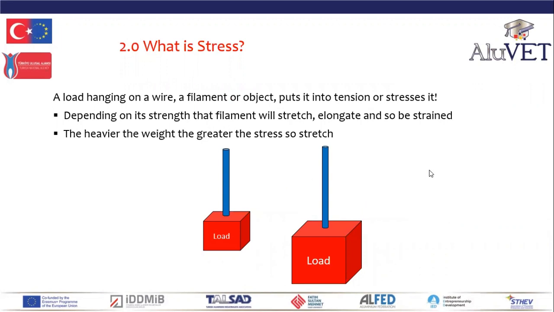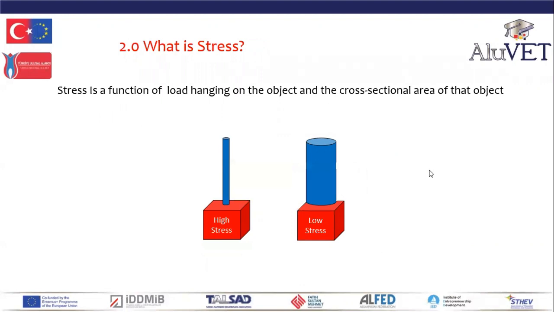Now, going back to the previous module on elastic and plastic behavior, we learned that depending on its strength, a filament will stretch, that is, elongate under the hanging weight. The heavier the weight, the greater the stress, so the stretch of the filament. So stress is thus a function of load hanging on the object and the cross-sectional area of that object, of the filament.